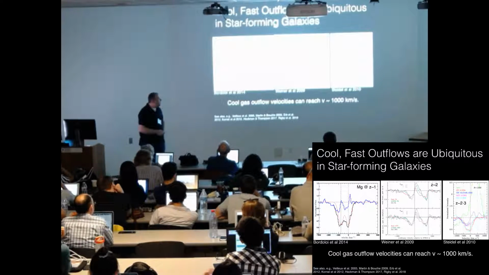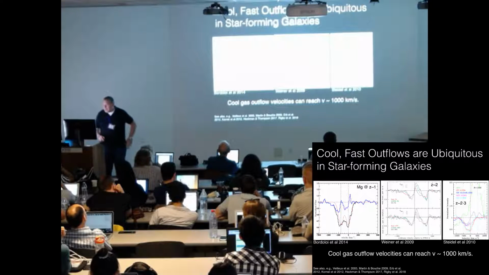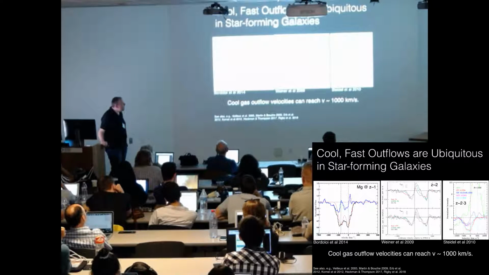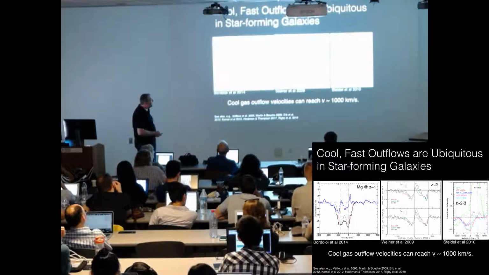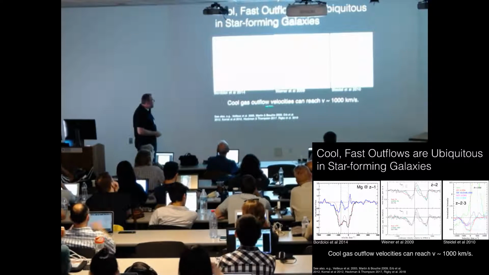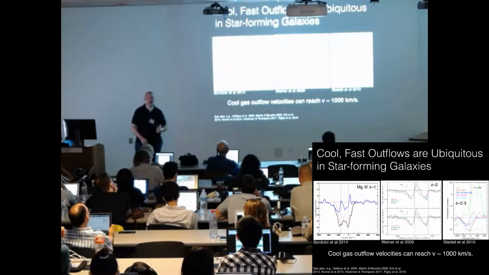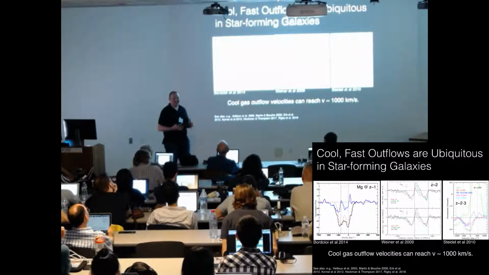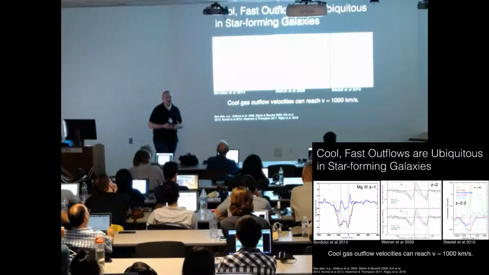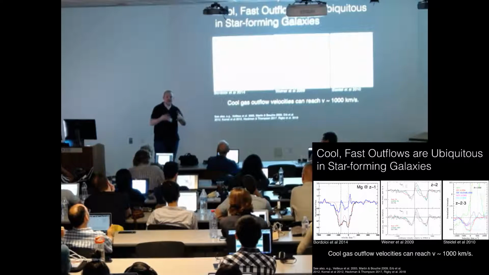This is deep observations, the DEEP2 Galaxy Survey collaboration led by Sandy and others here, and David. And then in Chuck Steidel's work in a variety of absorption signatures here. And there's cool gas outflowing from these galaxies at velocities that can reach up to 1,000 kilometers a second. This is a really dramatic velocity for cold gas to be moving.